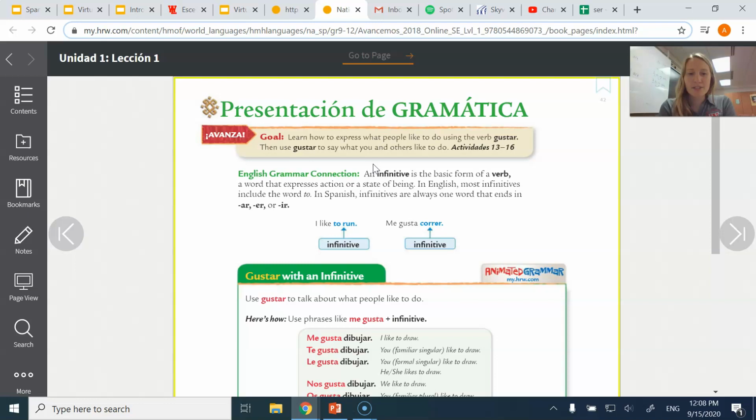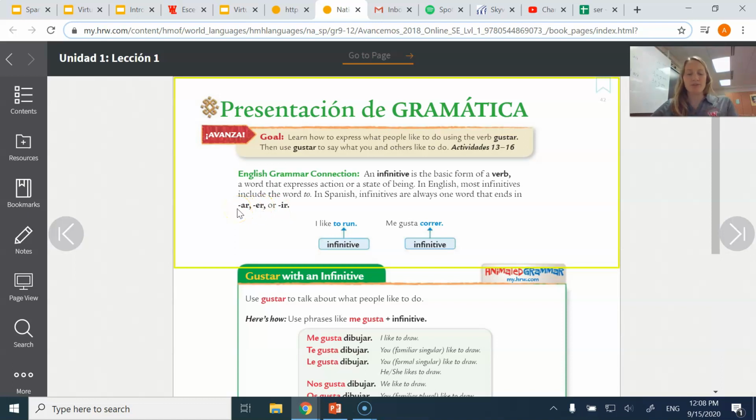So we have our English grammar connection. An infinitive is the basic form of a verb, a word that expresses action or a state of being. In English, most infinitives include the word to. In Spanish, infinitives are always one word that end in AR, ER, or IR. So for example, I like to run. That's our English infinitive. In Spanish, it's correr. Notice how it ends with an ER.